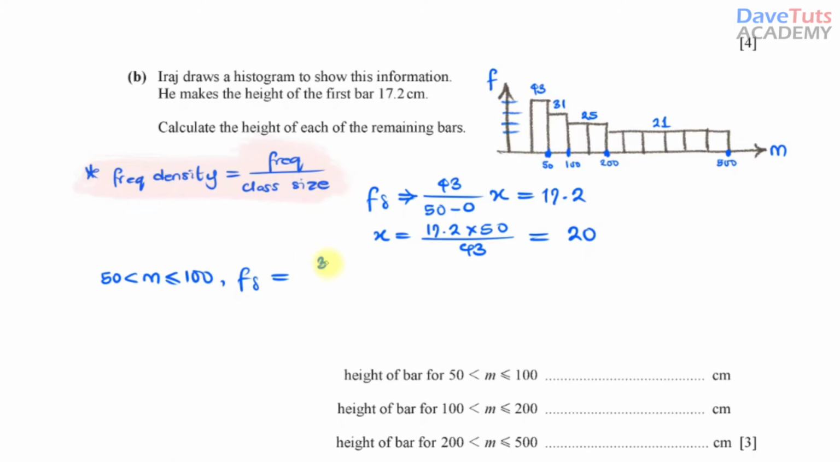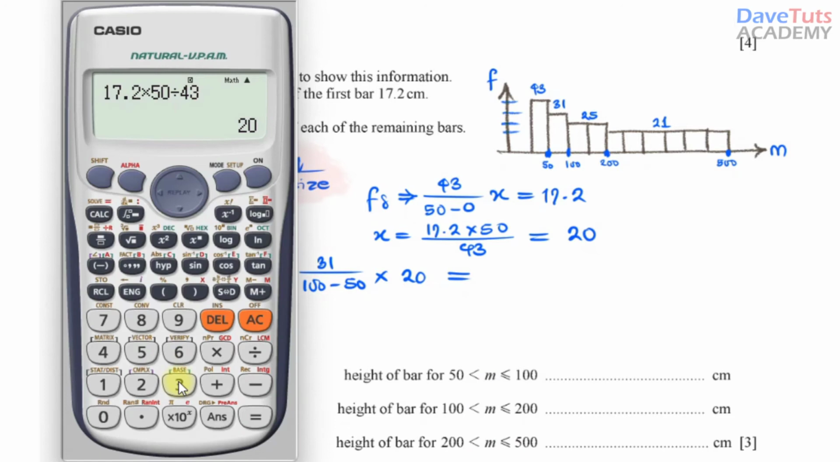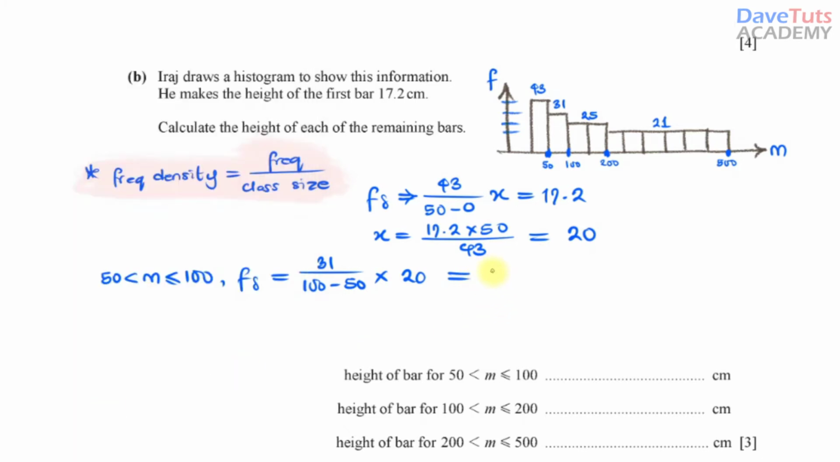In this case, it is 31. What is our class size? That is now 100 minus 50, multiplied by the scale factor of 20. If we want to use our calculator, we can say this is 31 divided by 100 minus 50, which is 50, then multiply by 20. So what is that going to give us? This is 12.4. So this is going to be 12.4 centimeters.